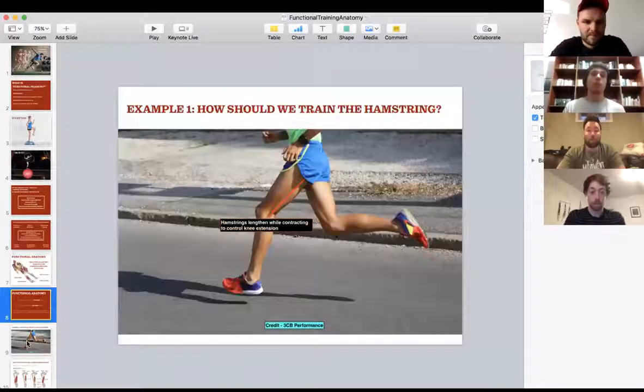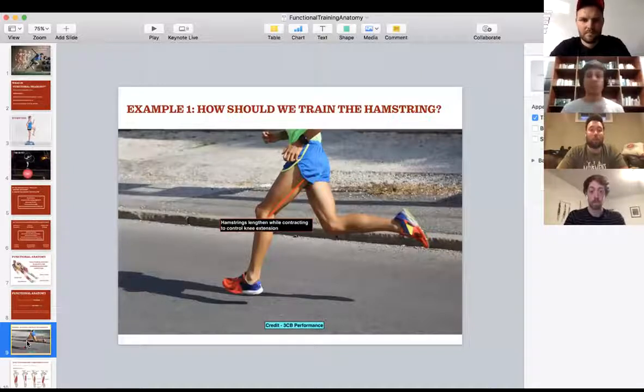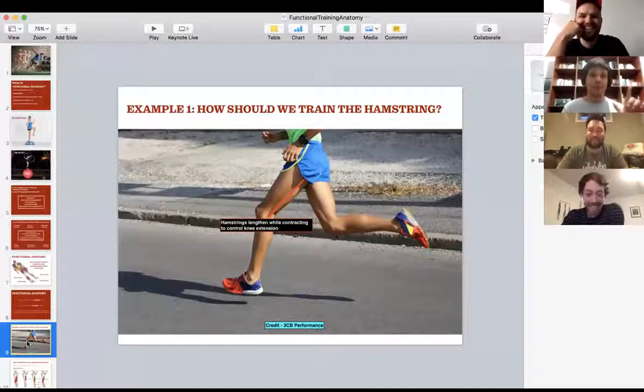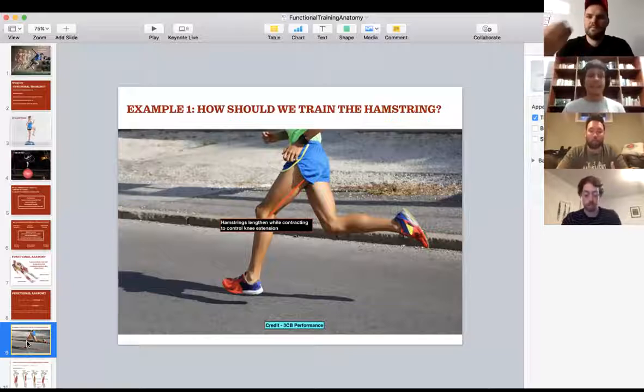So I want to go through 3 basic examples. And these I pulled out of my forthcoming book that's being released through Human Kinetics in July of 2020, by the same name as this presentation, Functional Training Anatomy. So I tried to take 3 basic examples that we could talk about as it relates to training both general clients and athletes, and how we can improve their function with functional anatomy in mind. So example 1: how should we train the hamstring, right?